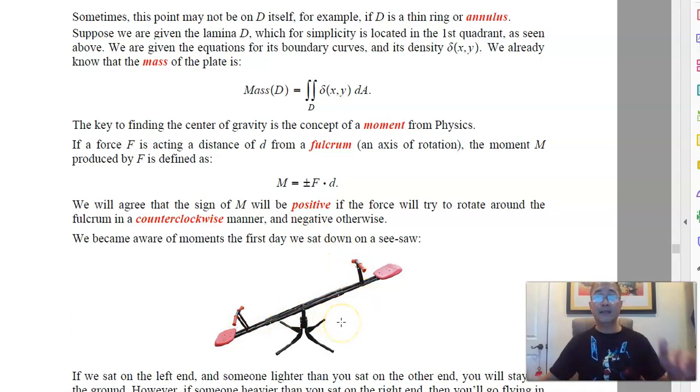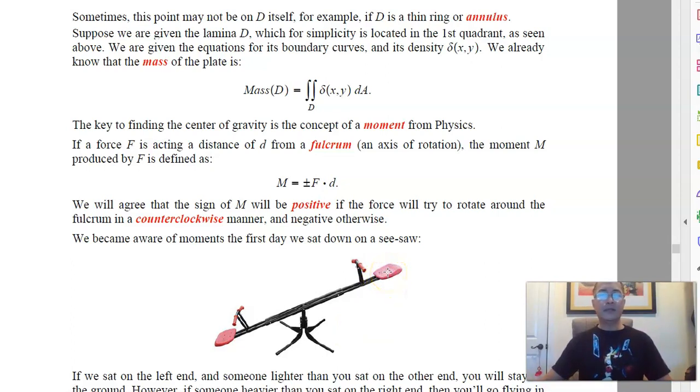When will the seesaw be balanced? It's not going to move, it's not going to rotate when the sum of the moments is equal to, ta-da, 0. Okay, so that's the principle, and that's the equation that we are going to apply in order to find the center of gravity. Okay, so yeah, what does that mean?